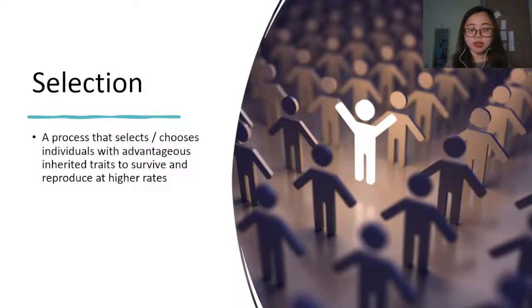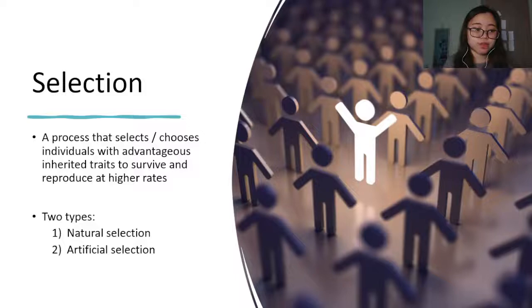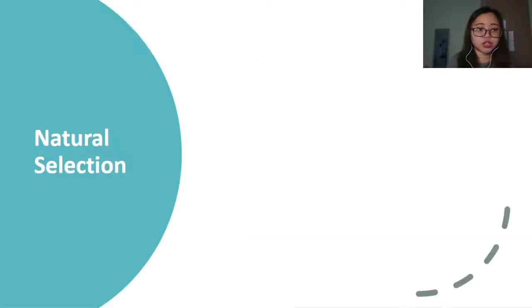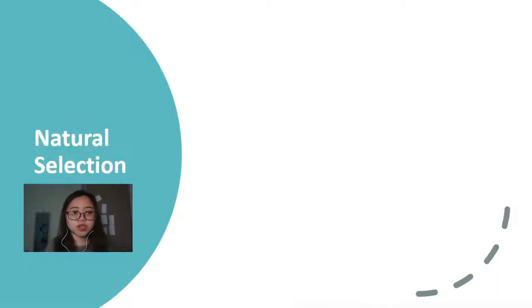Advantageous inherited traits means that these good traits must be something that has a genetic basis. It can be inherited to the next generation. There are two types of selection: natural selection, and the second one is artificial selection. So let's talk about natural selection. This is a concept that you'll see a lot in evolutionary biology as well as in ecology. And basically, when you're learning about nature, natural selection is something that you'll come across quite often.